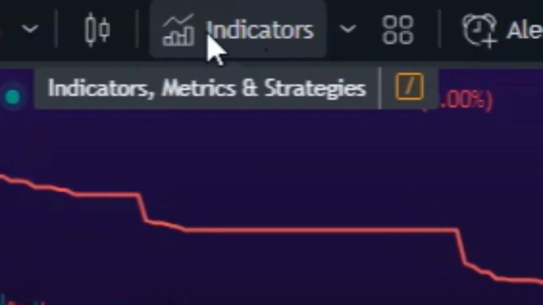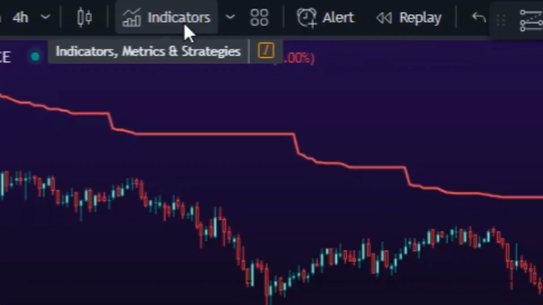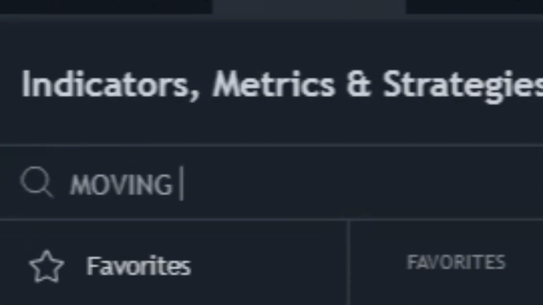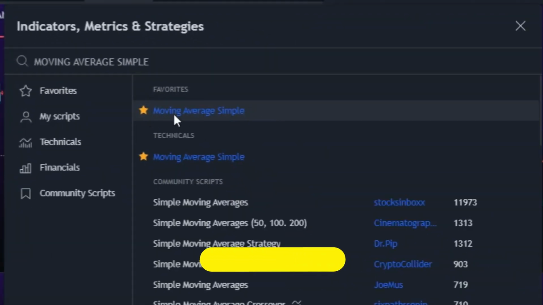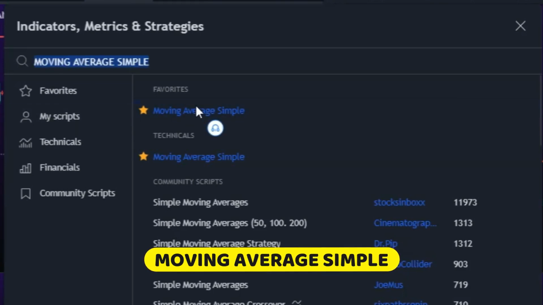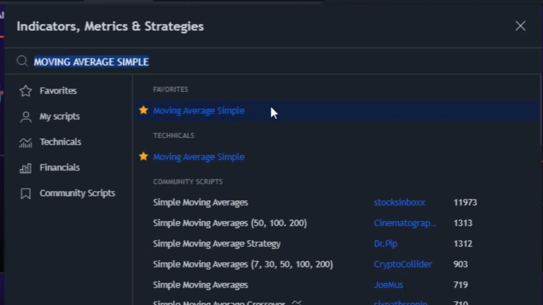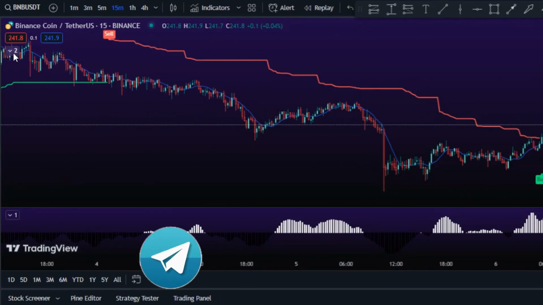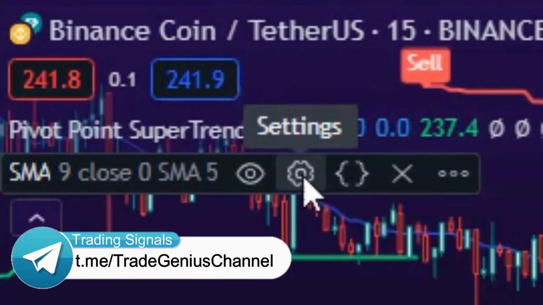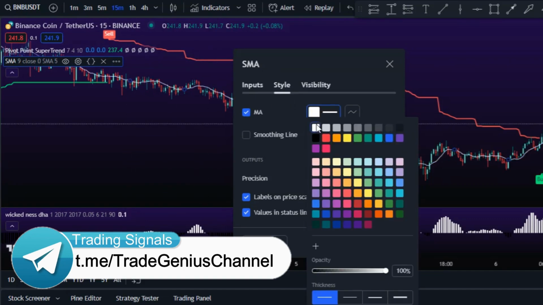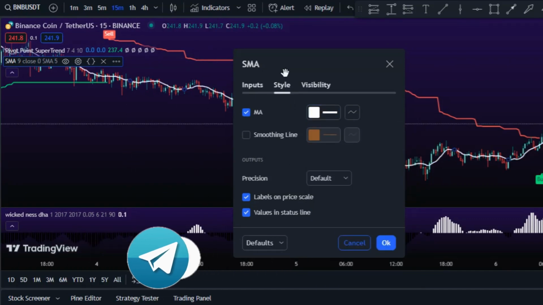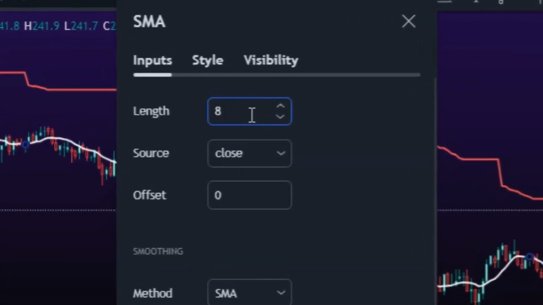Okay, for the next indicator, we'll add the simple moving average indicator to the strategy. This indicator will help us identify the overall trend of the market in this strategy. But before using this trend indicator, we need to change the length setting to 180. This higher period will give the moving average a longer term perspective, filtering out some of the short term price fluctuations.